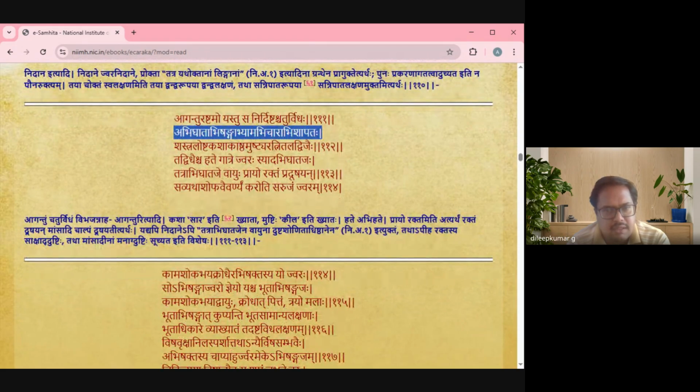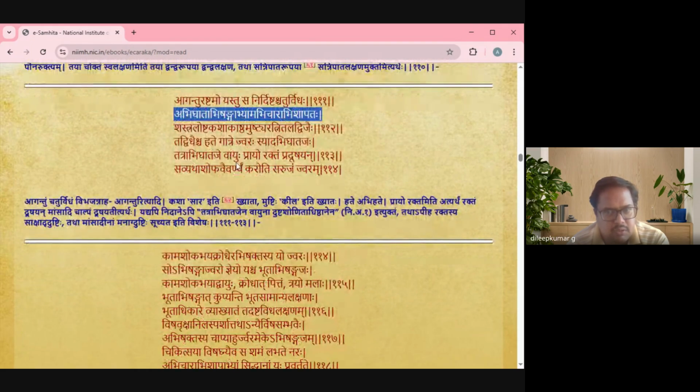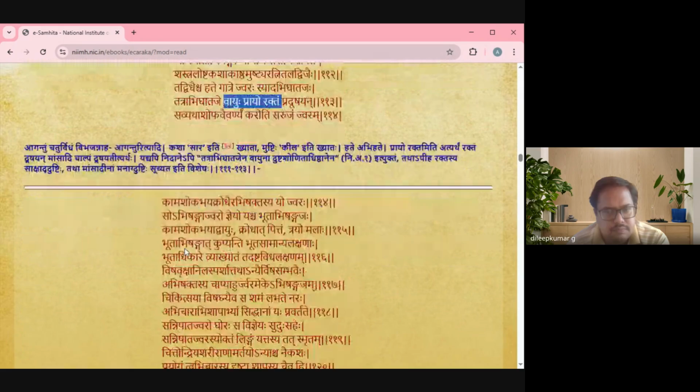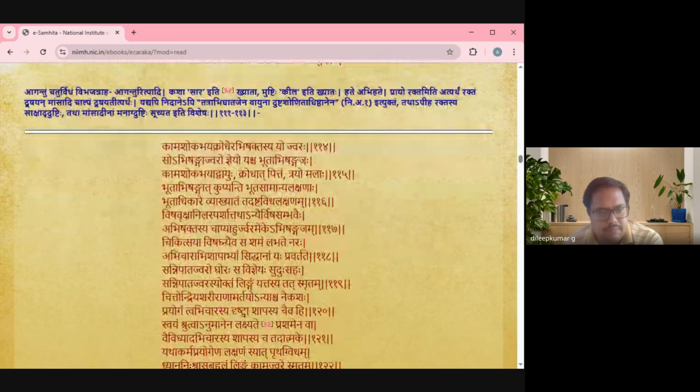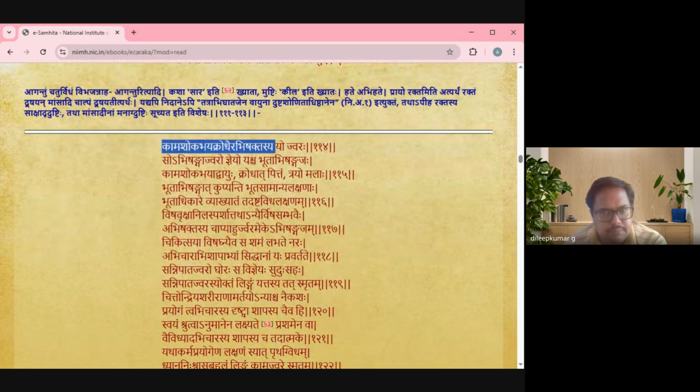Abhigataja Jwara is characterized by Vata and Rakta Pradhana. Abhishanga is characterized by Vata Pitta Pradhana. Abhichara and Abhishapa are characterized by Tridosha Pradhana. So Abhigataja is because of Vayu and Raktam. Abhishanga is characterized by Kama, Shoka, Bhaya, Krodha. Because of all these presentations, it is considered Abhishanga Jwara or Bhuta Abhishanga.